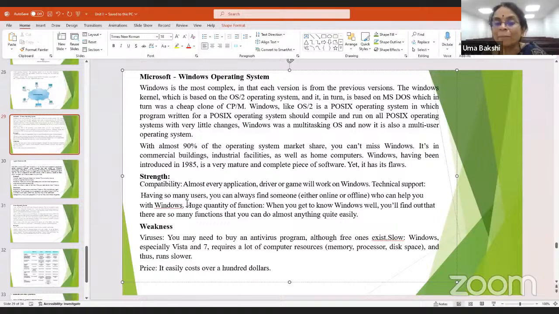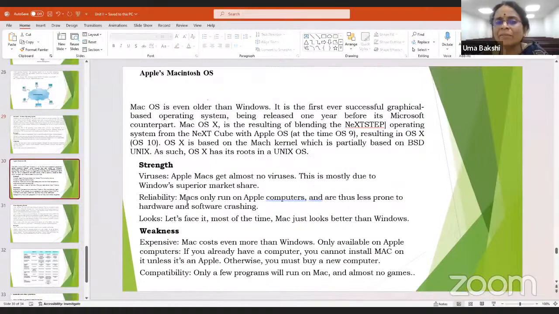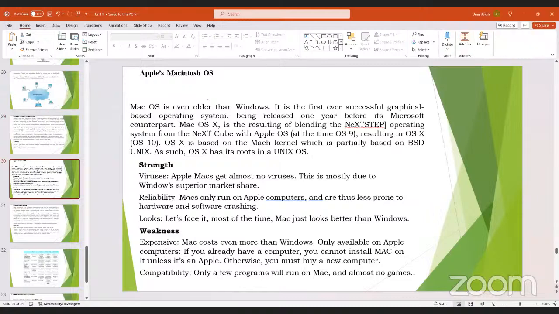Then Apple, Macintosh, these are very, very good operating systems. They have more security systems. Their data is more secure, and there is separate software to protect the data.